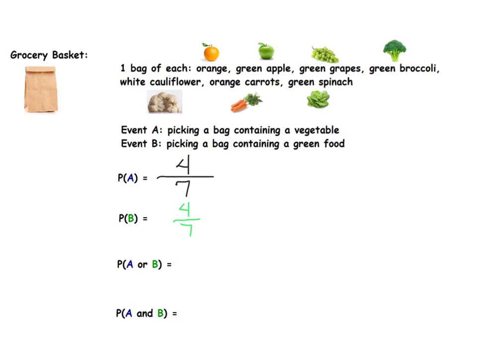So if we look at the things here, orange is not a vegetable, and it's not green. This one's green, so that's going to be 1. Here's a green, that's 2.